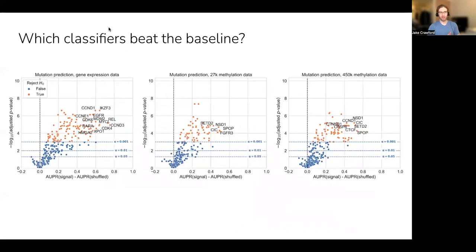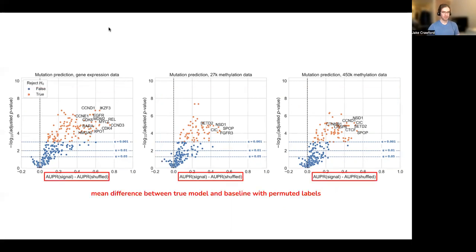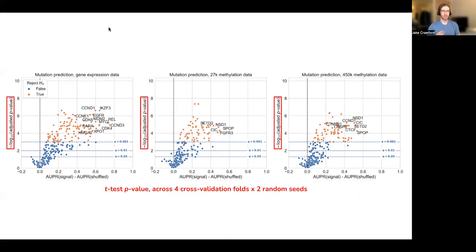And we can look at these volcano-like plots to quantify this. In these plots, each point is the results for one gene and one data type. We have gene expression and the two methylation data types here. On the x-axis, we have the mean difference between the true model and the baseline that we just talked about with the permuted labels. And on the y-axis, we have a p-value for a t-test comparing the 8 different cross-validation folds between the true model and the shuffled model.